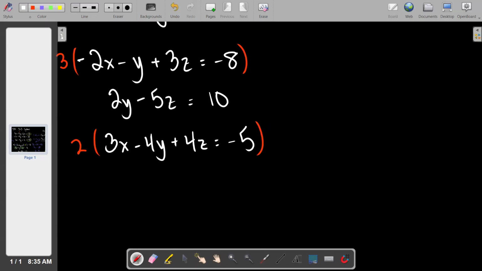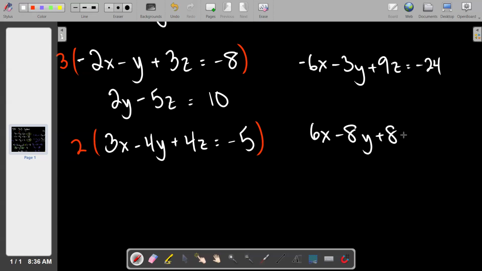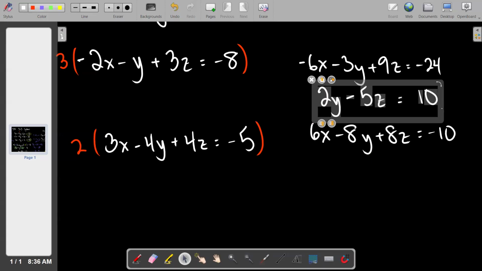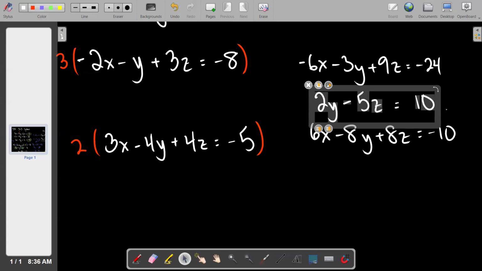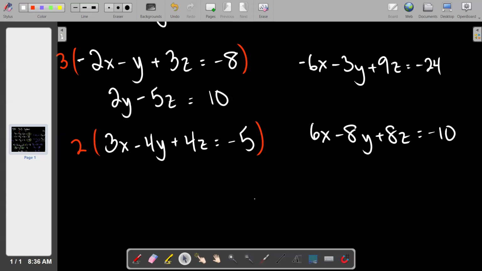So I'm going to take my top equation now and recopy it over here. It's -6x minus 3y plus 9z equals -24. I'm not even going to bother with this middle one because I don't need to do anything with that. I'm just going to worry about this bottom one. It is positive 6x minus 8y plus 8z equals -10. I could copy the middle one over here, but I'm worried you might think I have to do something with it. It's already done. I'm just going to hold it there in the queue for now.